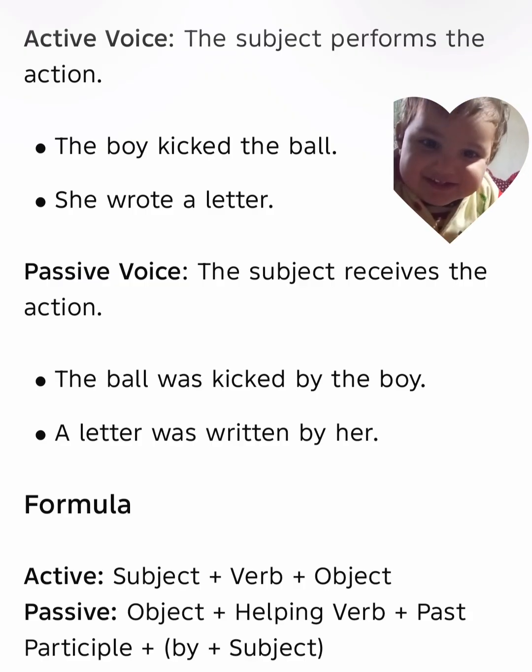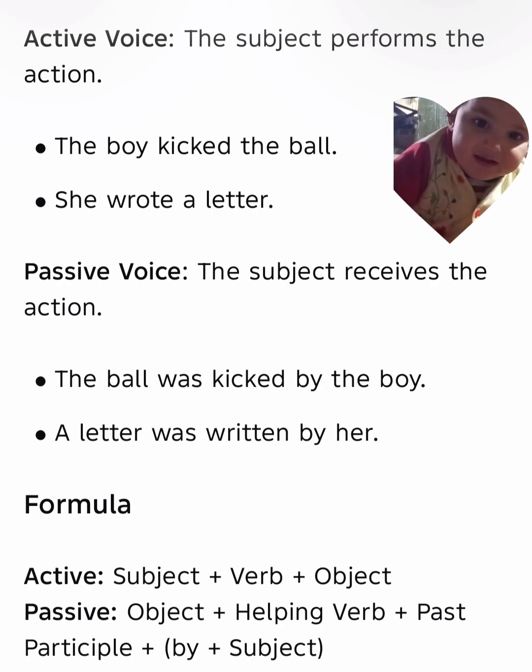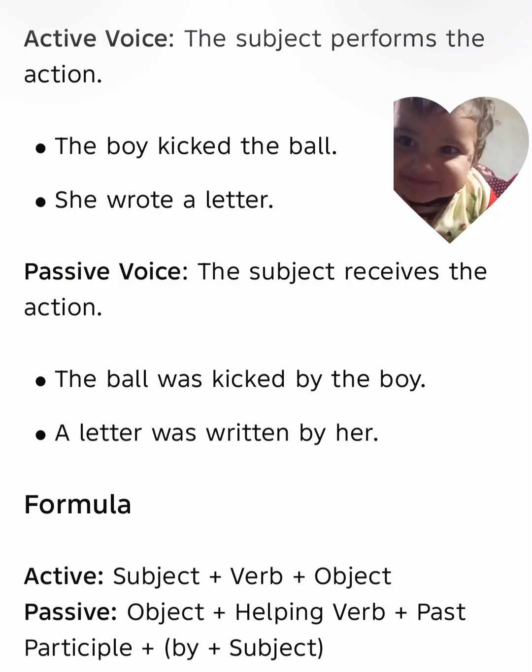If something is done by that subject indirectly. The ball was kicked by the boy. In that example, maybe his teacher or his father says that you must kick the ball. Then the other example, a letter was written by her. In both sentences, she wrote a letter. Maybe he wanted to write the letter, but maybe his father says to him that you should write this letter.